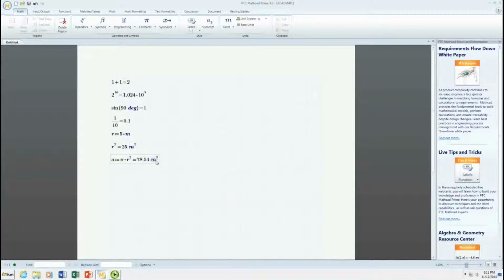I can replace this. Here's where the units come in really handy. If I want to know my answer in feet squared, I just type in the new unit I want and click anywhere outside the box. And it recalculates. It does the units conversion and recalculates the area in feet squared. So that's one of the nice features about Mathcad that a lot of people like. Obviously, you can get into the middle of an equation.